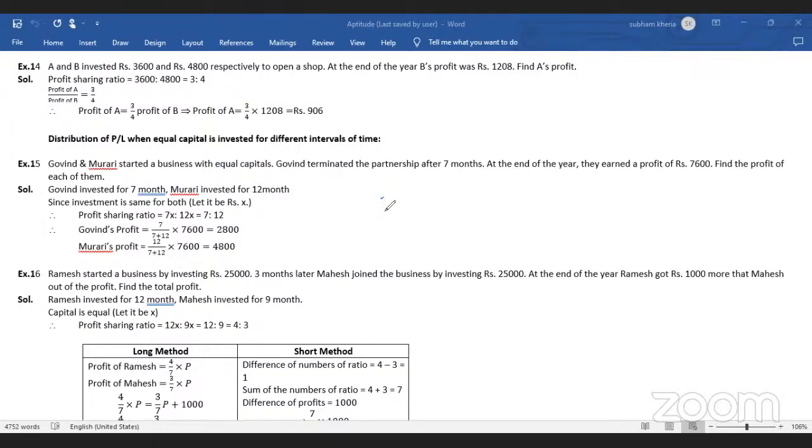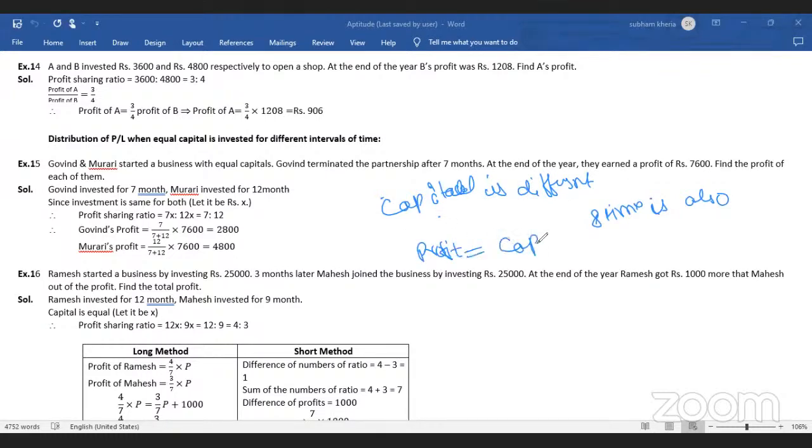अब तीसरा पॉइंट आता है when capital is different and time is also different. In the previous two examples, either capital was same or time was same. Now in the third case, both are different. Capital and time both are different. Then the profit will be distributed in the ratio of capital into time. जो जितना पैसा डाला into the time for which they have invested the money. Let's check the question.